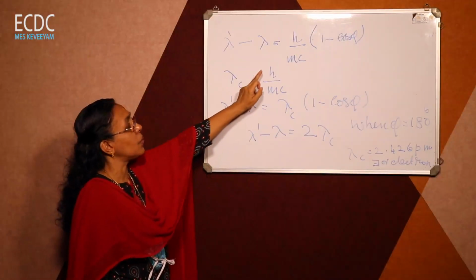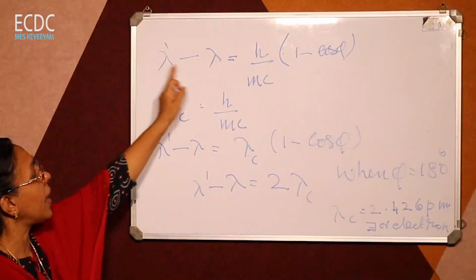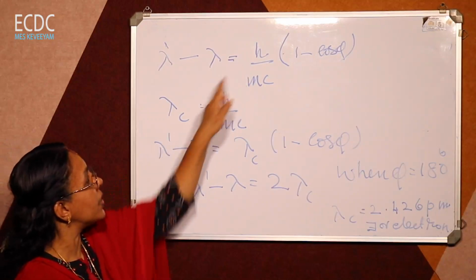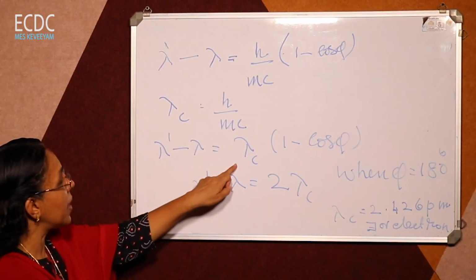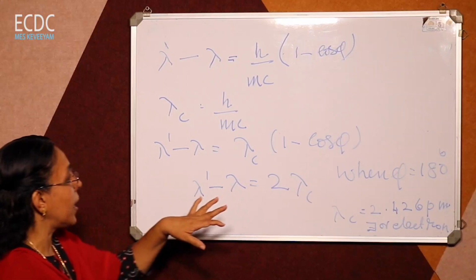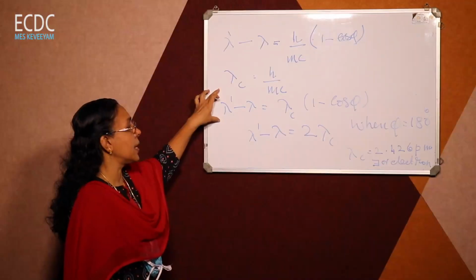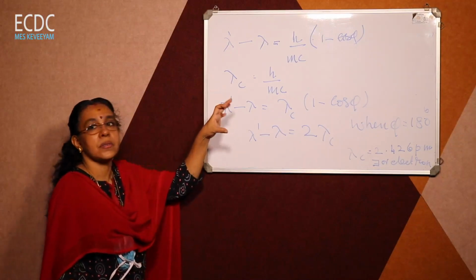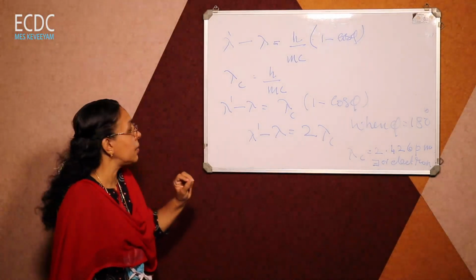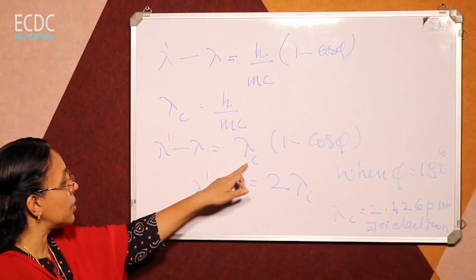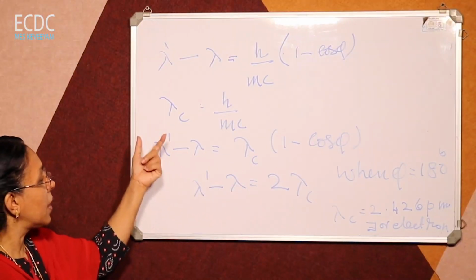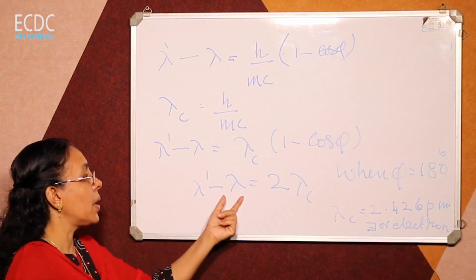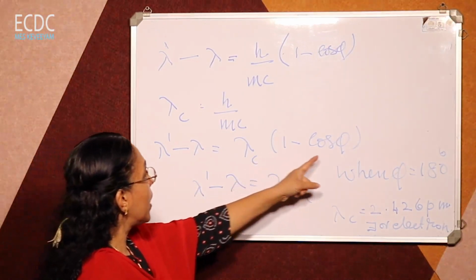This h by mc we can write as λc, which is the Compton wavelength. So λc is equal to h by mc, and we can write λ′ minus λ is equal to λc into (1 minus cos φ). This is the expression for the change in wavelength of the photon during the interaction between the electron and the photon, and λc is the Compton wavelength.